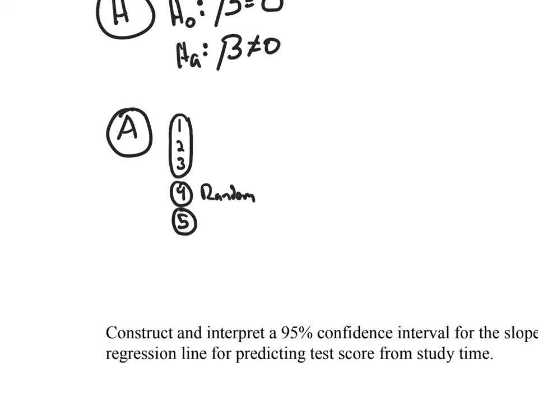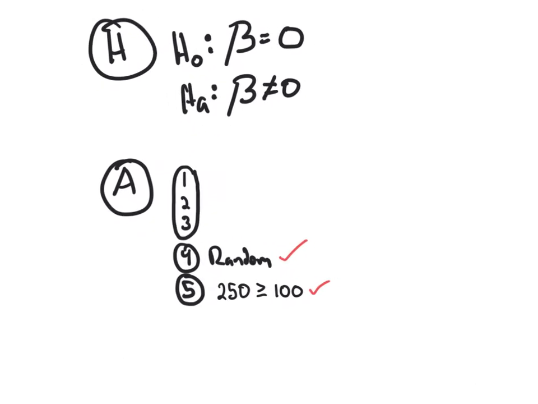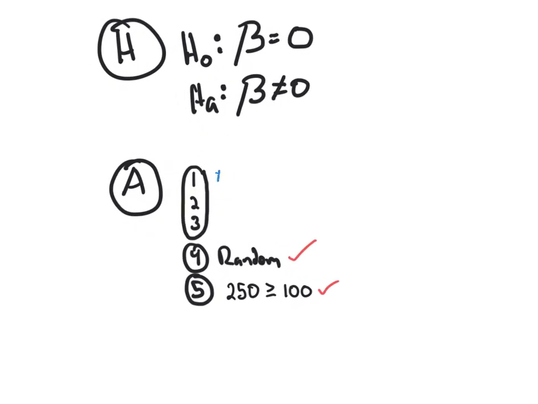So first of all, yes, it's a random sample. Second of all, is 250, that's the entire class size, greater than or equal to 10 times my sample size of 10? So greater than or equal to 100? Yeah, it is. So that's pretty much checked out. Okay, so then what are the things we're checking for?